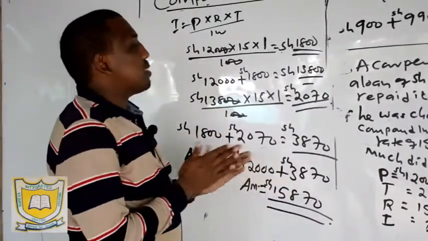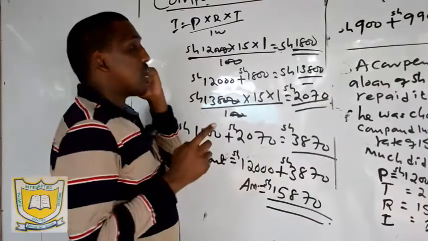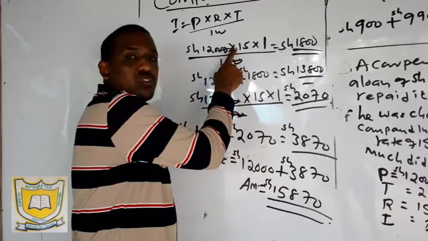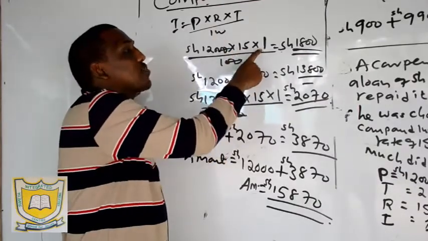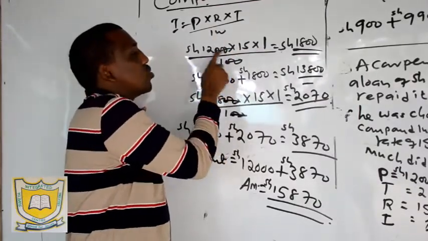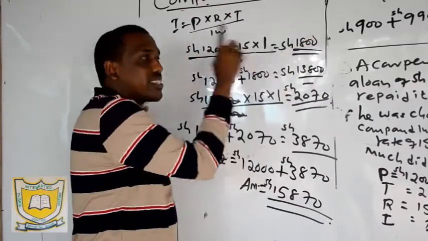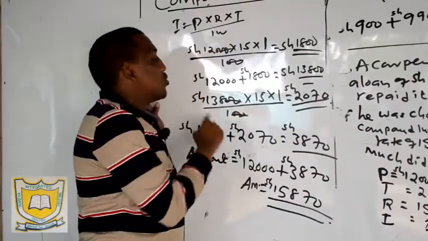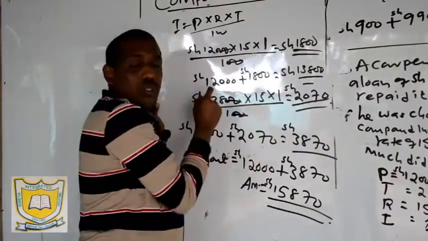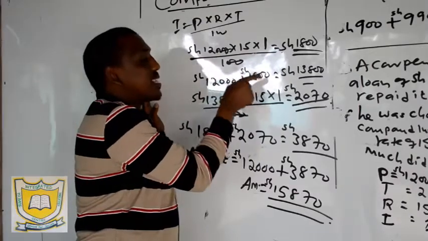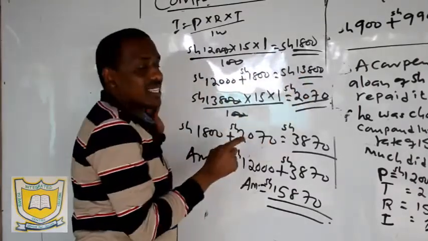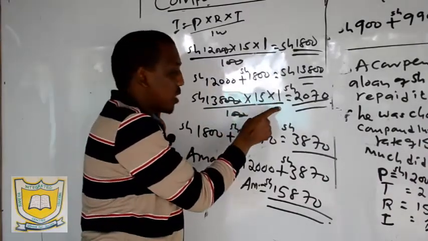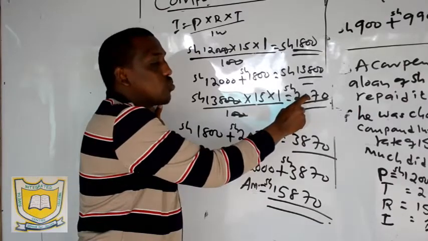So you are told a carpenter took a loan, shillings 12,000, at the rate of 15%. So 15 times 1, the first year, all over 100. Cancel, cancel. When you multiply, you will get shillings 1800. That is the interest of the first year. To get the principal of the second year, you add the loan, that is the principal, plus the interest of the first year, that is 1800, giving 13,800. So now principal 13,800 times 15 times 1 all over 100, you will get 2,070.